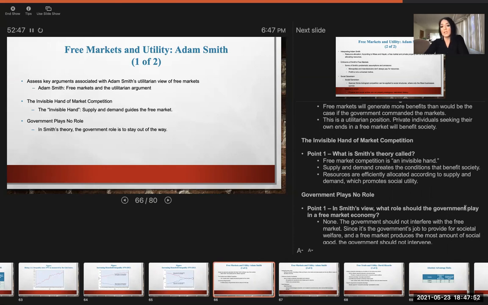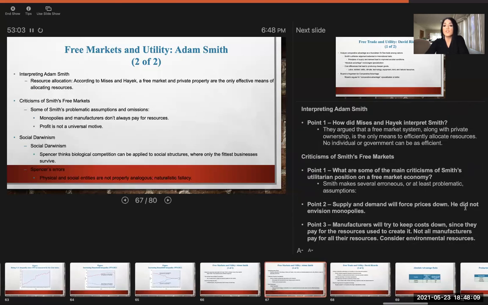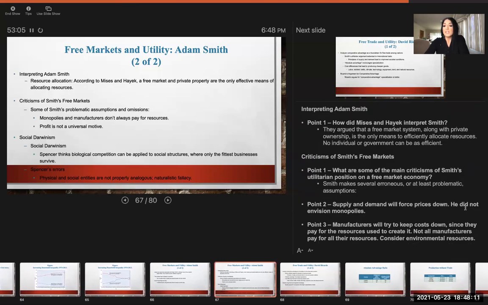So in Smith's view, what role should the government play in the free market? None, he said. He said that the government should not interfere with the free market since it's the government's job to provide for societal welfare, and free market produces the most adequate amount of societal good. The government should not intervene. How did Mises and Hayek interpret Adam Smith? Well, they argued that there is a free market along with private ownership. It only means to efficiently allocate resources. No individual government can be efficient.